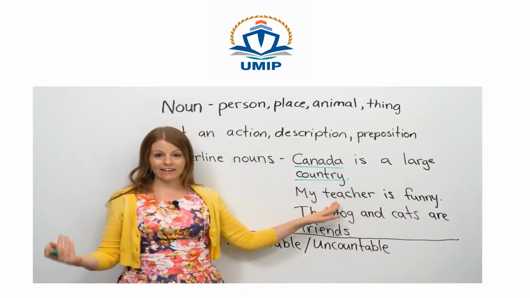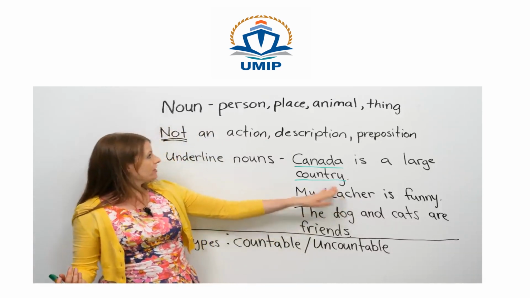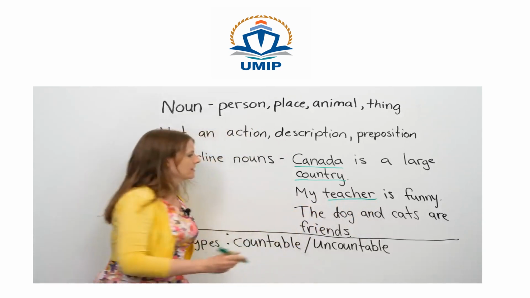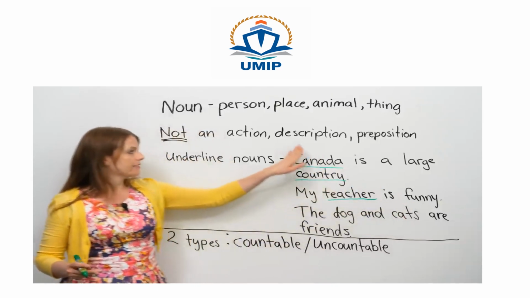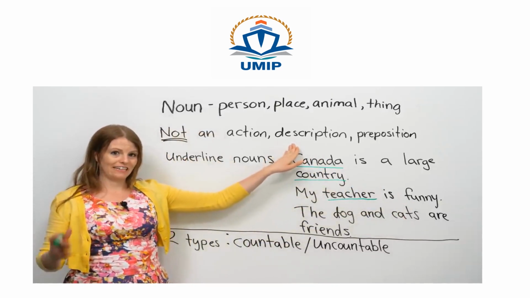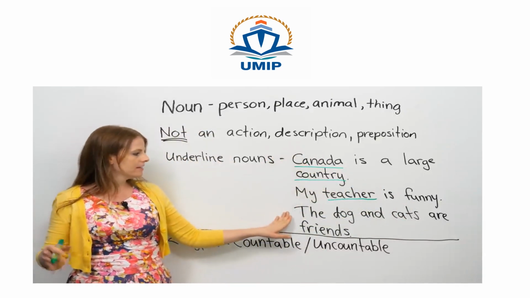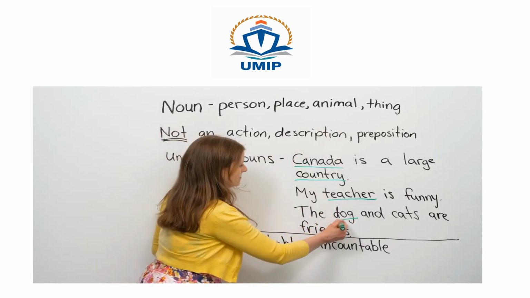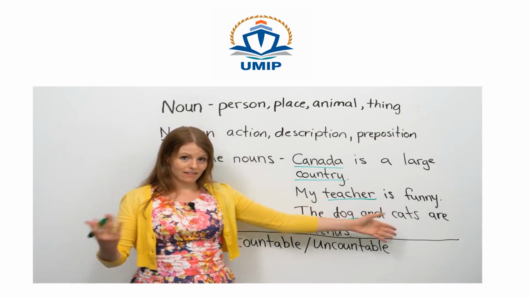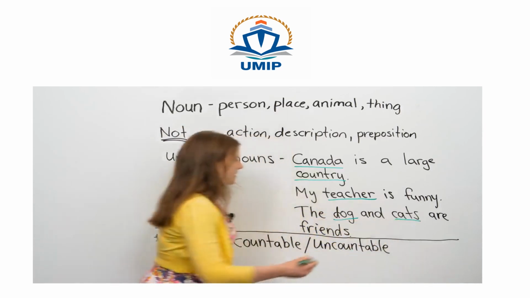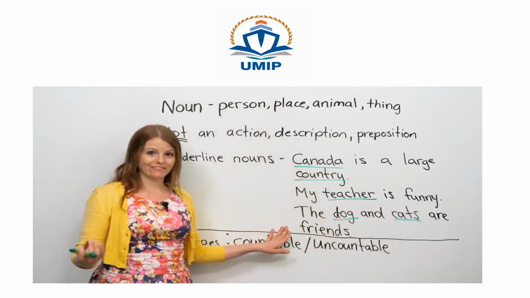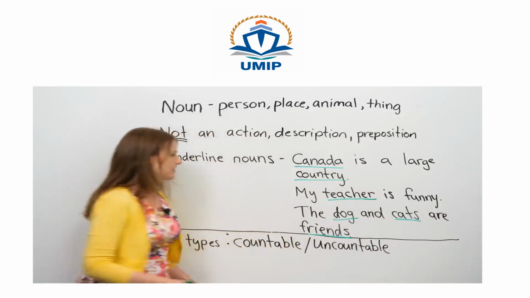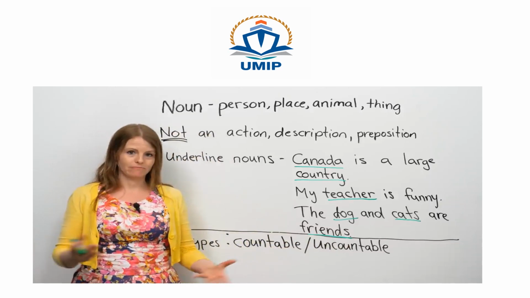My teacher is funny. Teacher is a person. So this is a noun. Funny is a description. It's an adjective. It's not a noun. The dog. So we have dog is an animal. Cats. Cats are nouns. And we have the word here, friends. The word friend is also a noun. Okay, so these are all nouns.